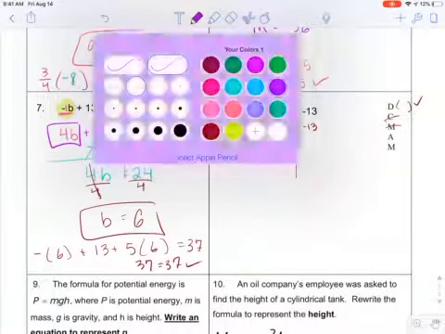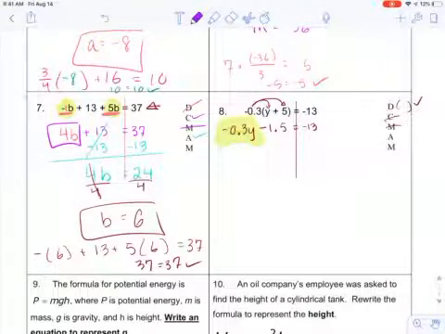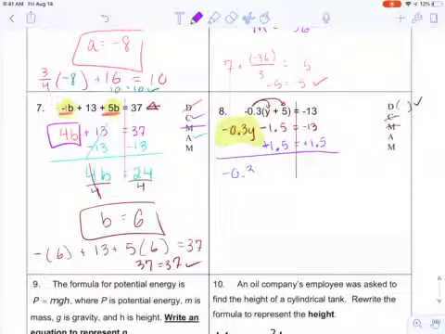Addition or subtraction. I have minus 1.5. I want to move those numbers away from the variable. The opposite of minus is to add. So plus 1.5 on both sides. Negative 0.3y is equal to negative 11.5.